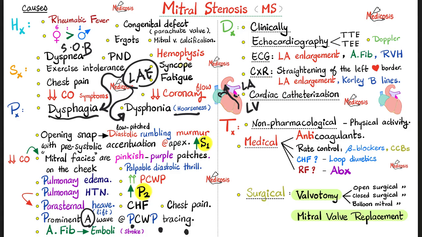Chest X-ray will show you left atrial enlargement. How do I know that the left atrium is getting bigger? Look at this. Here's the left atrium here, and it's going to get bigger and bigger and bigger, which will cause straightening or flattening of the left cardiac border.